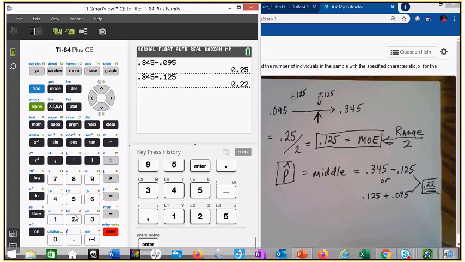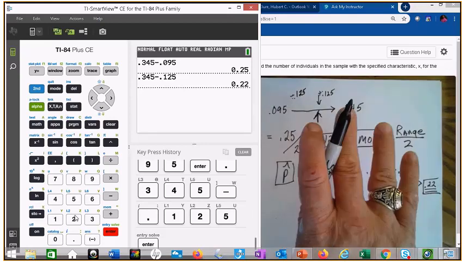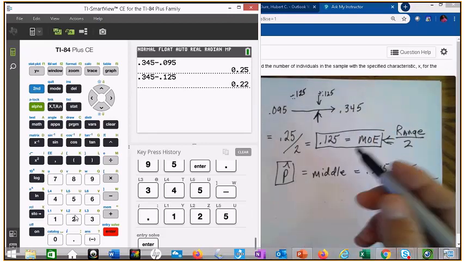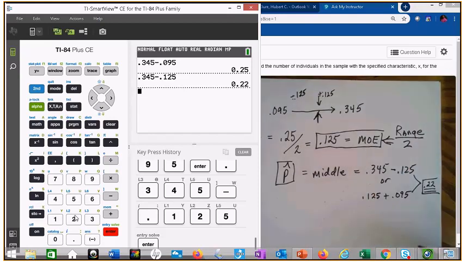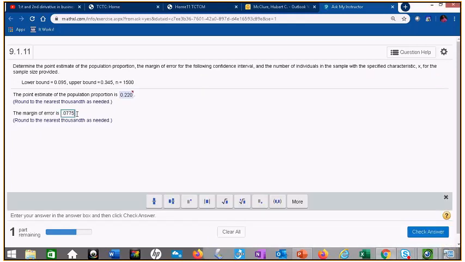And that's how I tell students to find it, because that's the easiest way. There's no probability here. This is all common sense. If you understand midpoint, range, and the middle, then you should understand how to find that. So let's take our handy dandy question. And there's the point estimate, which is p hat, 0.22. The margin of error is 0.125, and we feel good about ourselves.